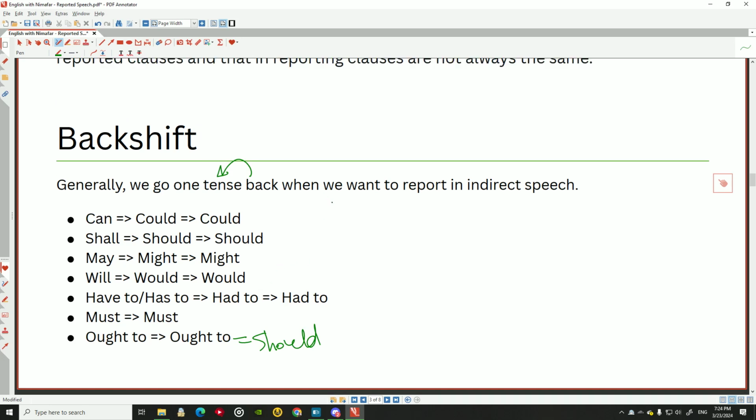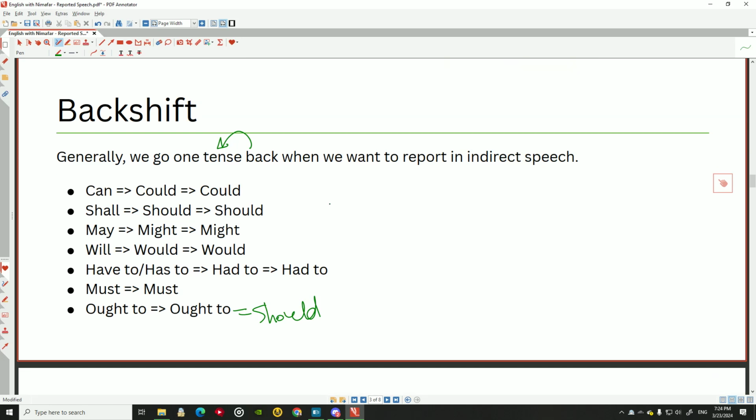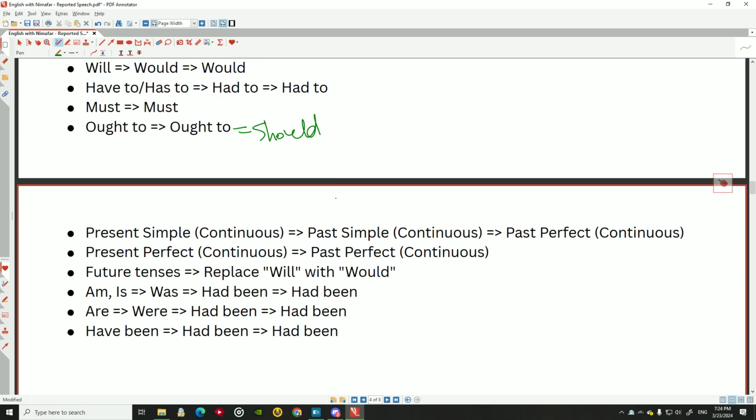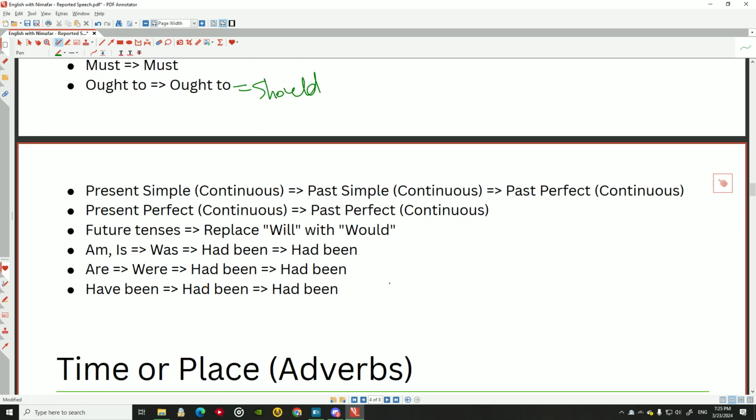Like I can swim. He said that he could swim. I could swim when I was a child. He said that he could swim when he was a child. So again, we just keep it if it cannot go backward. Now about the tenses. Okay, present simple, past simple. So just keep these simple.